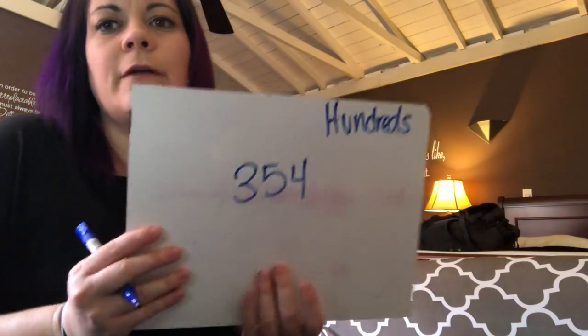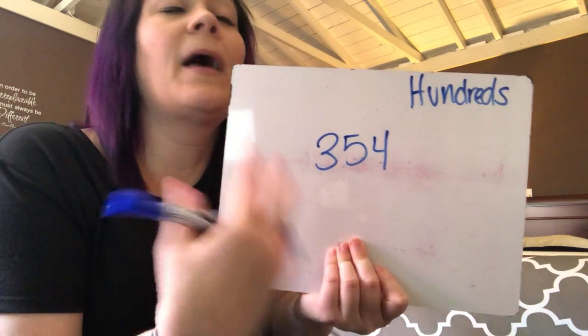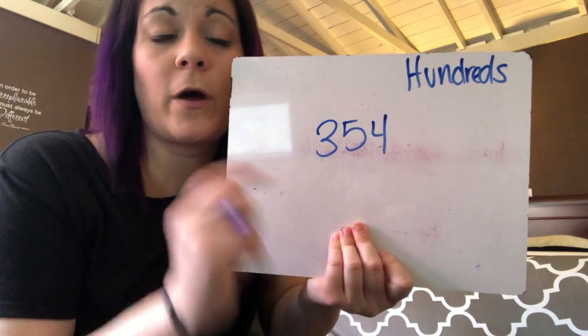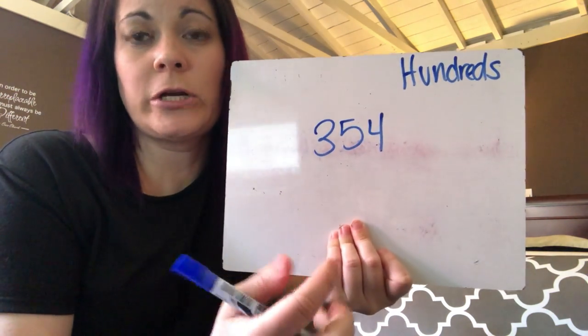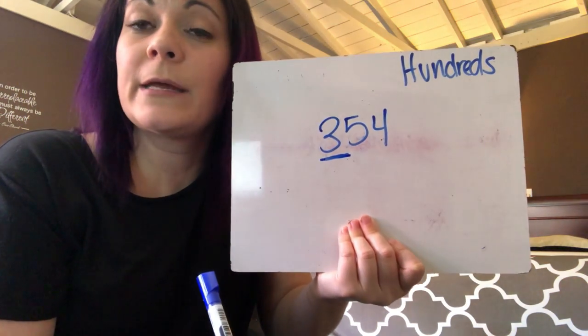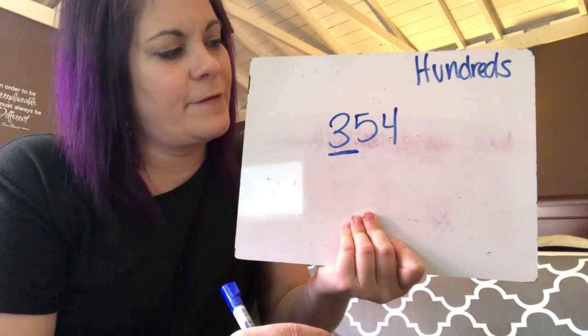So 354, I'm rounding to the hundreds place. So whatever place it tells you to round to, that's the place you want to look at first. So the hundreds place, I'm going to underline it. The hundreds place is 3. 3 is in the hundreds place. I'm going to underline it because that's what I need to look at first.